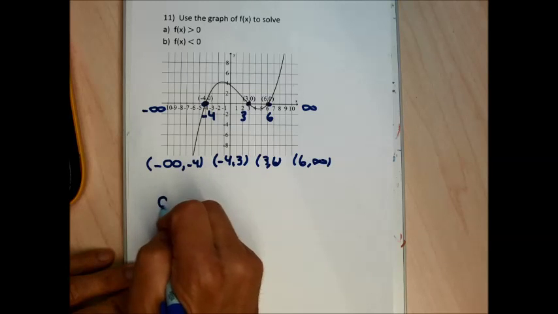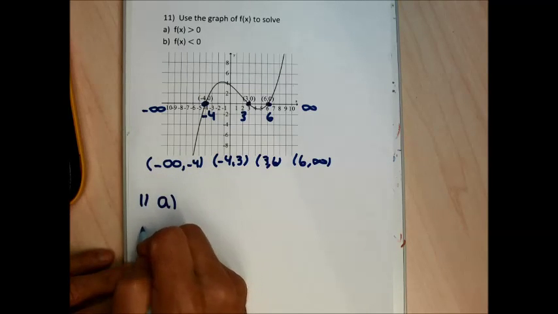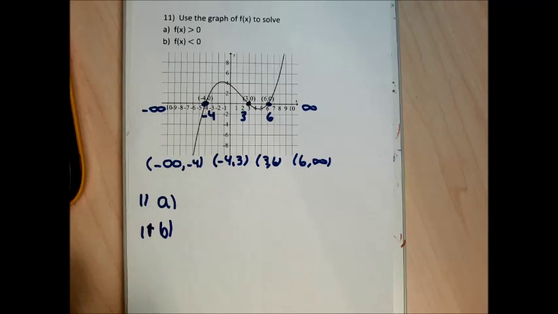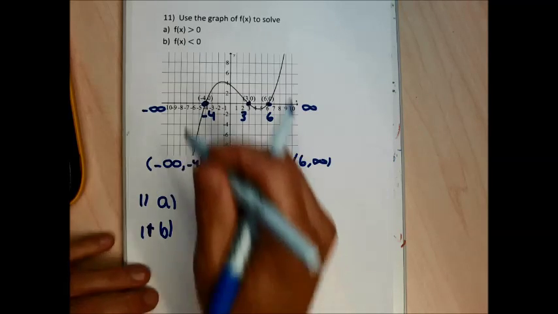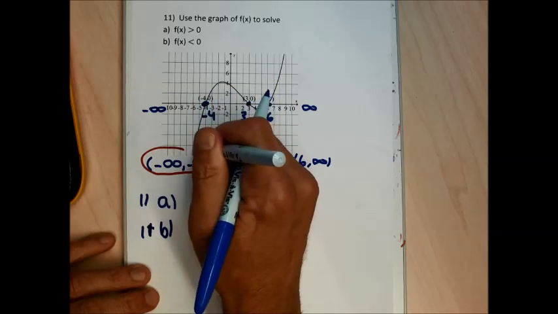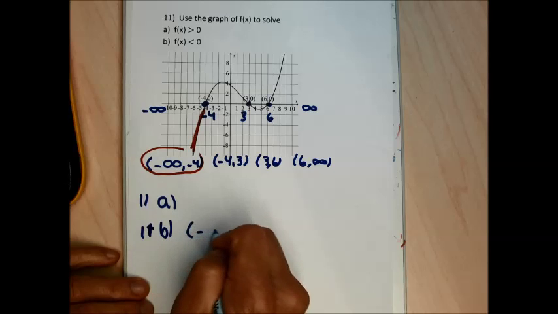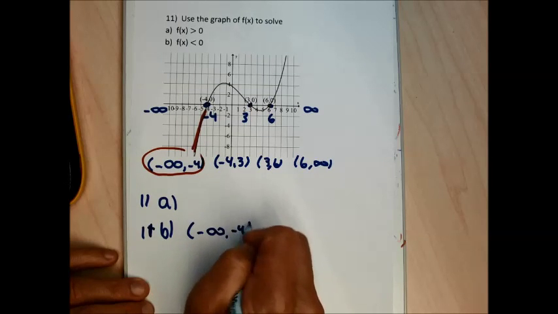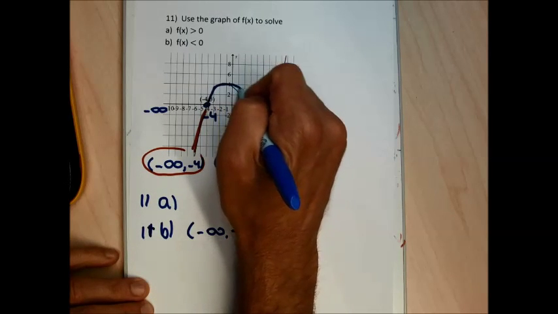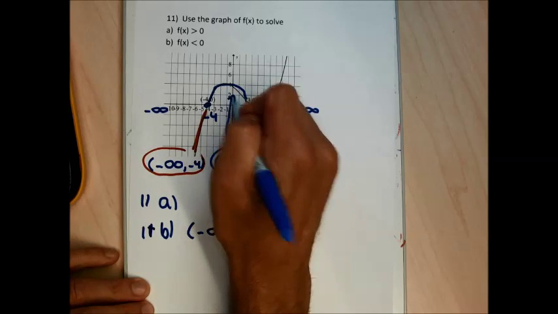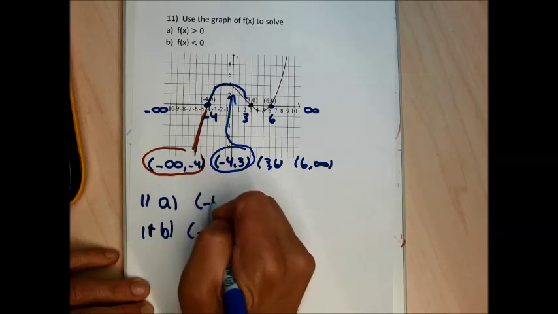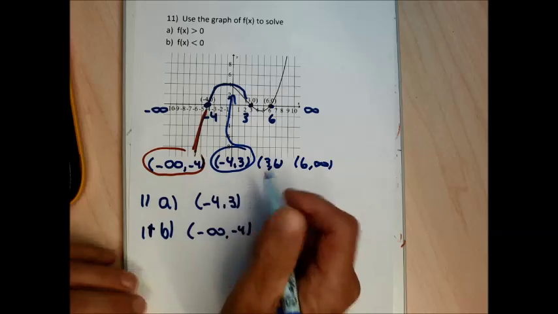And then for each interval, I need to figure out if the graph is above or beneath the x-axis. If it's above the x-axis, it goes in part A. If it's beneath, it goes in part B. The first interval corresponds to that portion of the graph. It's beneath the x-axis, so the y's are less than 0, and it goes in part B. The middle interval corresponds to the portion of the graph above the x-axis. The y's are positive, so it goes in part A.